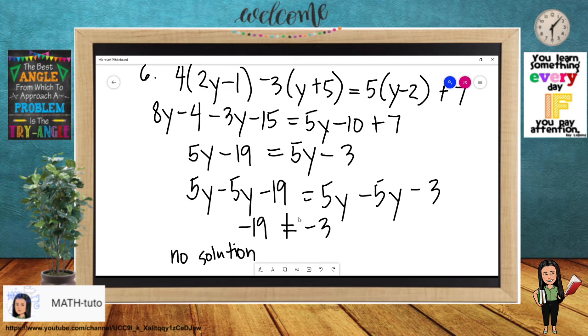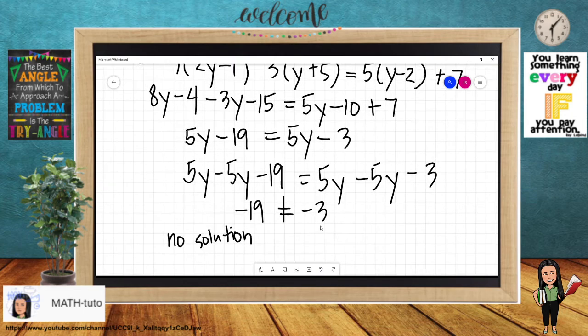Okay? This type of equation is called contradiction equation. Kasi nga, wala siyang possible solution. Let's have another example.